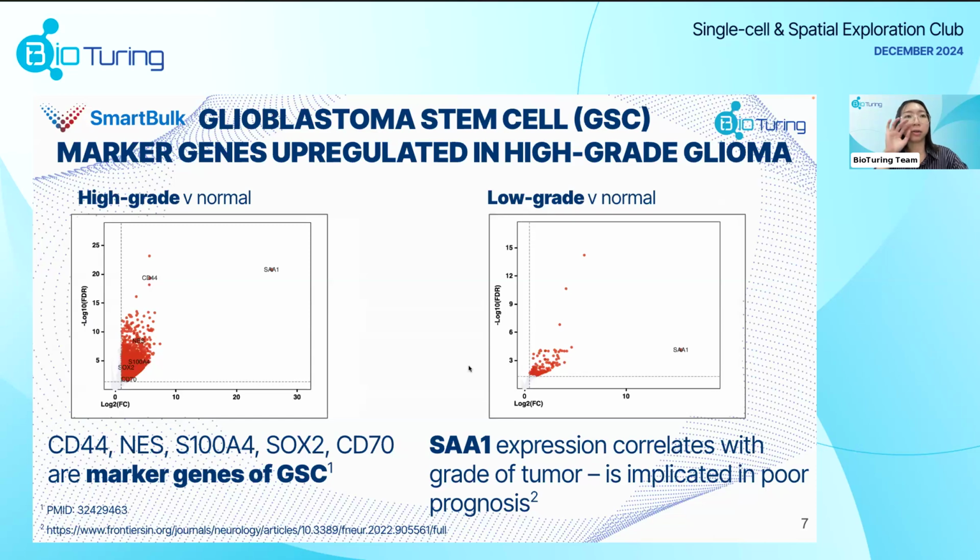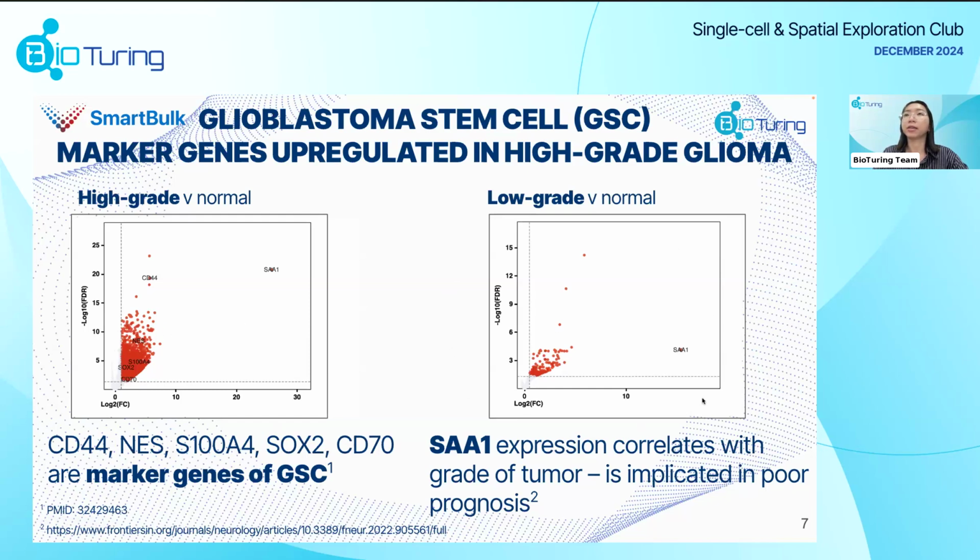One of the first analyses I wanted to do was characterize the differences between high-grade and low-grade tumors. I performed two differential expression analyses, one comparing high-grade versus normal, and one comparing low-grade versus normal. What you're seeing here is a cropped version of the volcano plot generated from the differential expression analysis, because I wanted to see what genes were upregulated in our high-grade tumor. On the left-hand side, we see upregulation of marker genes of the glioblastoma stem cells, such as CD44, NES, S100A4, SOX2, and CD70. You can also see the enrichment here on the volcano plot.